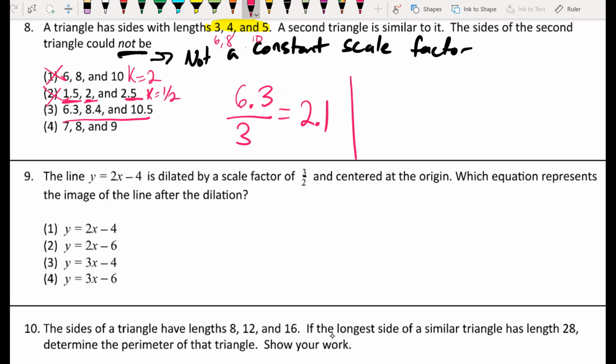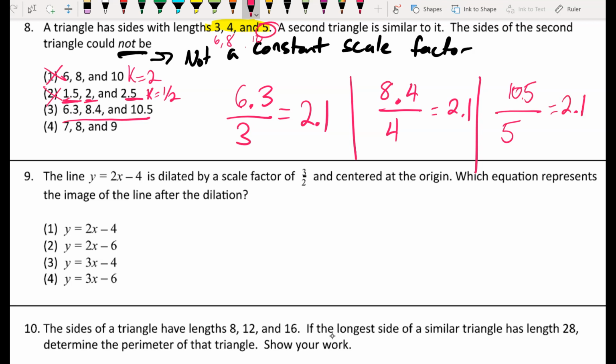All right, so I'm going to take my middle side, 4, and divide that into my new middle side, 8.4. Oh, I get 2.1 again. Very interesting. And if I take 10.5, my biggest side of the new triangle, divided by the biggest side of my original triangle, again I get 2.1. So all 3 of those pairs of sides would be in proportion. That would just mean that your scale factor is 2.1. You could still figure it out by dividing your side lengths.